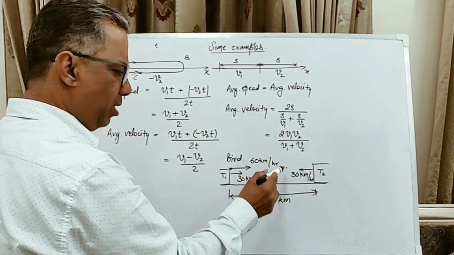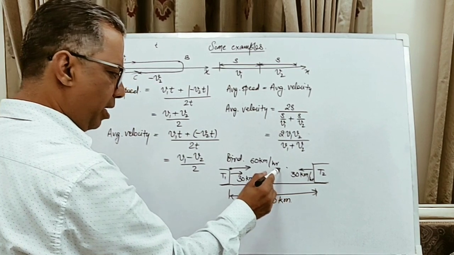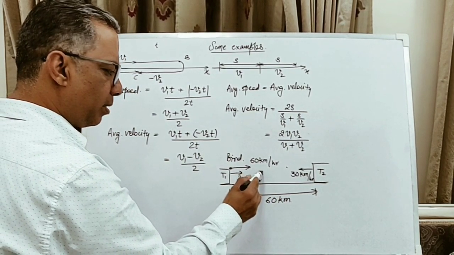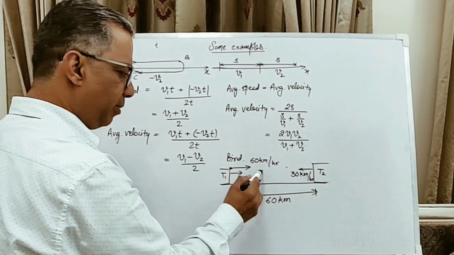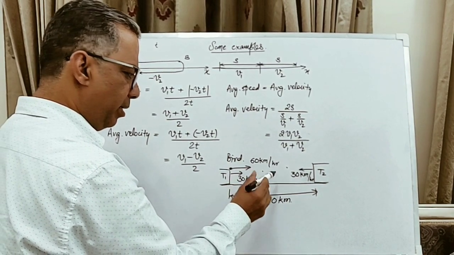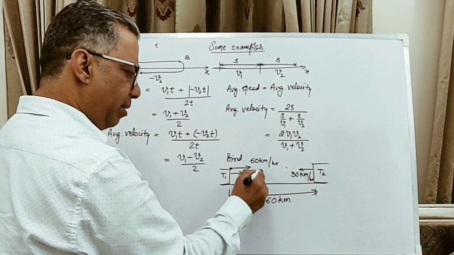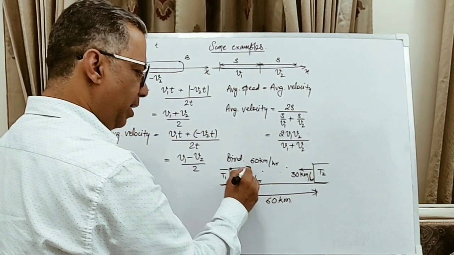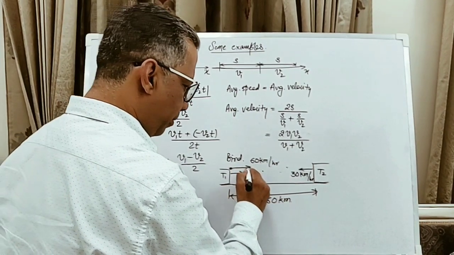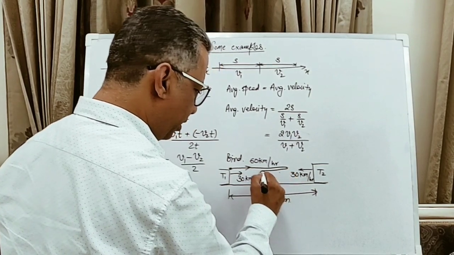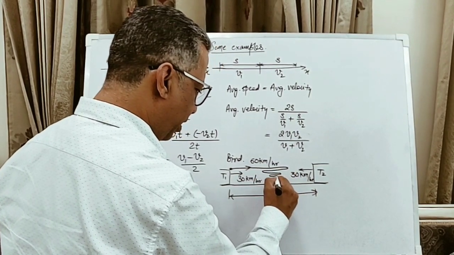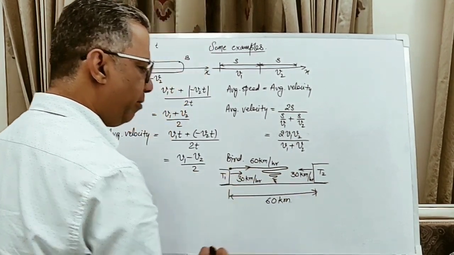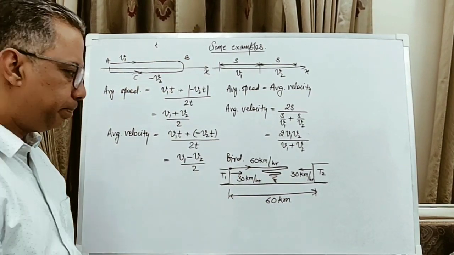on colliding with T2 it reverses direction and comes back. Somewhere here it collides with T1, which has now reached here. It collides with T1, reverses direction, goes towards T2, and then comes back, and so on and so forth. Now this bird just keeps shuttling between the trains till they eventually collide.